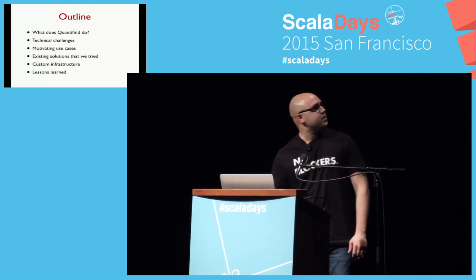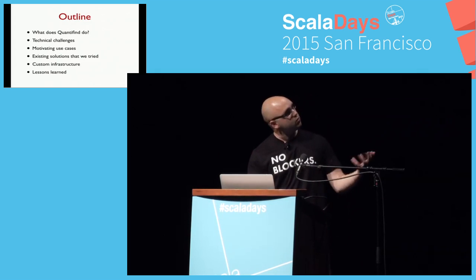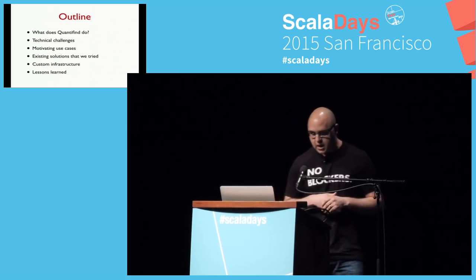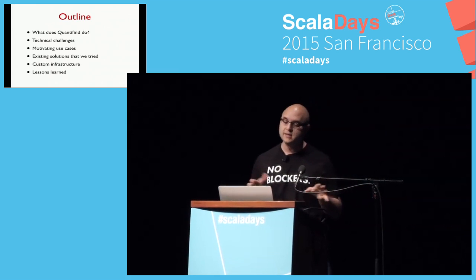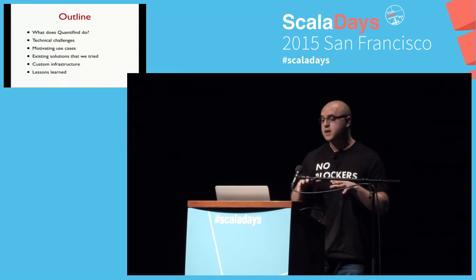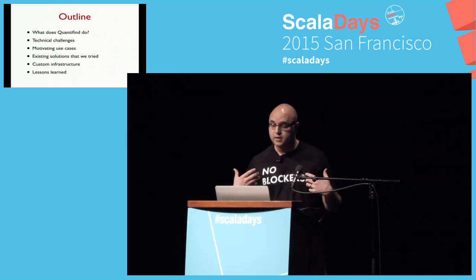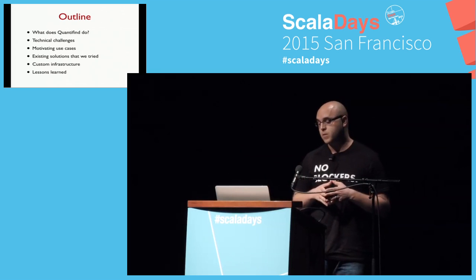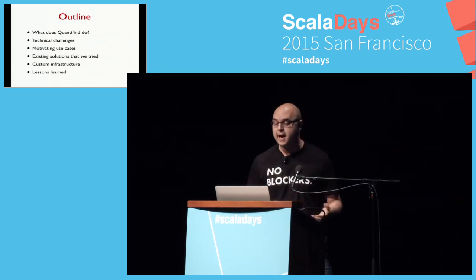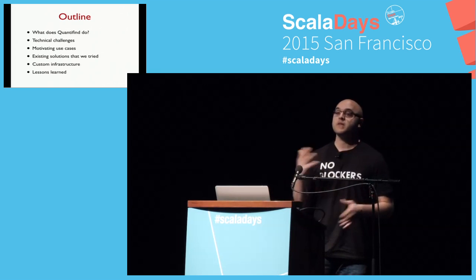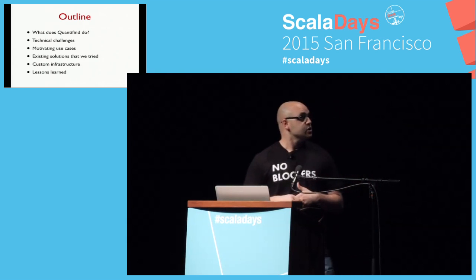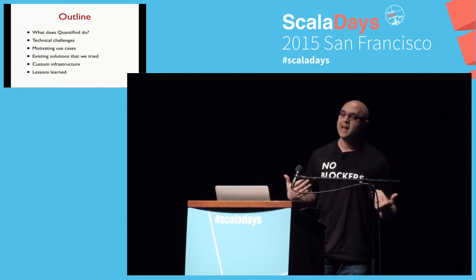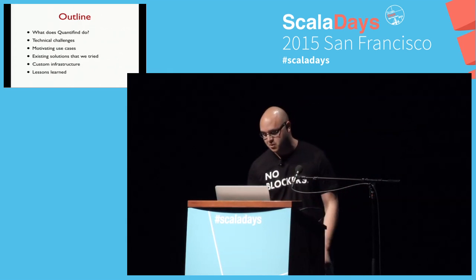Just a brief outline of the talk. We'll talk briefly about what Quantifind does and some of our core technical challenges. Then we'll look at 3 motivating use cases to have in mind as we discuss the existing solutions that we tried to address those use cases. And finally, the bulk of the talk, we'll talk about some custom infrastructure that we've built in-house, leading up to some of the lessons that we've learned and why we decided to build something custom, stepping back and asking the question: was it worth it to go custom?